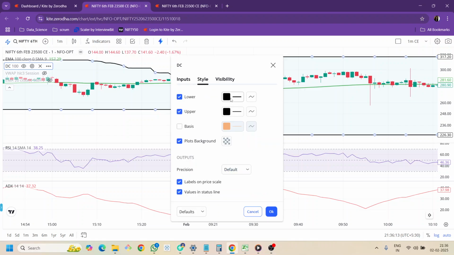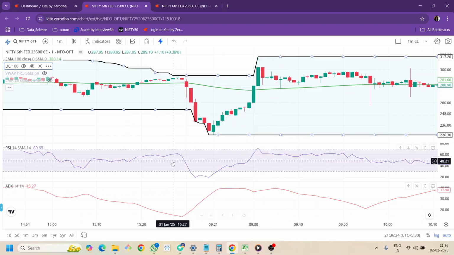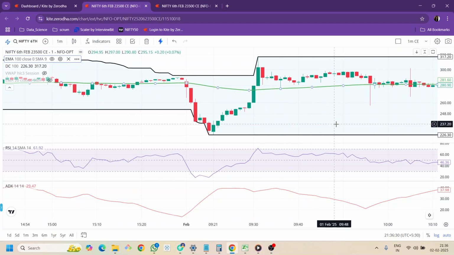Come to style. You might have the basis. Remove that. Lower, keep it black. Upper, keep it black. And also keep a little bit of thickness. Click OK. So we have brought two indicators to understand how your candles are moving, to take an entry or exit, right? That is the intention. All this we are doing for technical analysis.